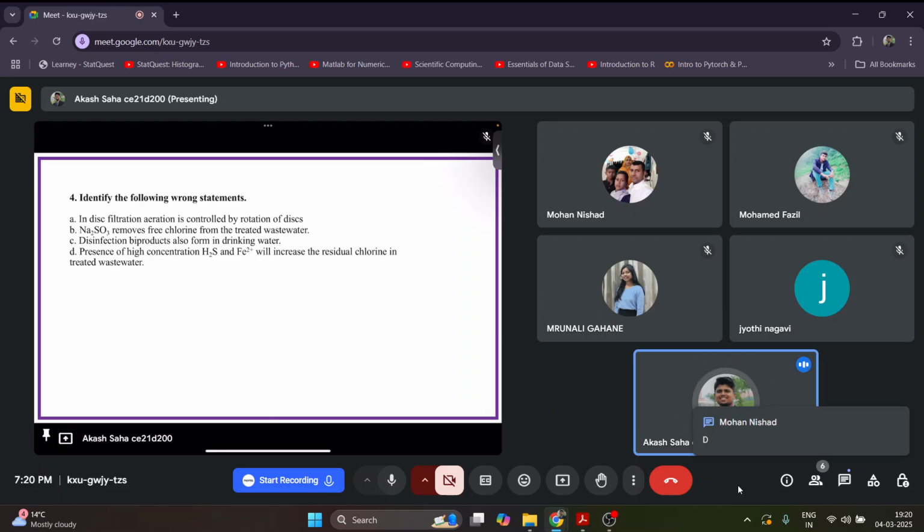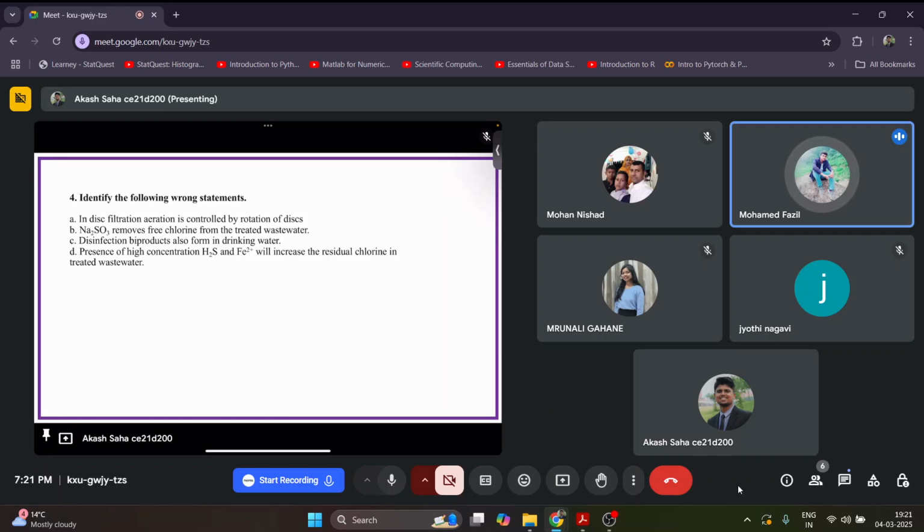D. Any other incorrect option? Can you find out? A, sir. Why do you think A is incorrect? Suppose there is a disk and it is rotating. If the rotation power is more, don't you think the aeration will be much better? So aeration can be controlled by the rotation of disk. That is true. That is not a wrong statement.